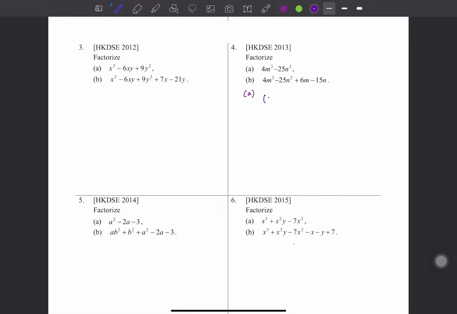So I change to 2m all squared minus 5n all squared. So a squared minus b squared is equal to a minus b times a plus b. So finish Part B. Typically, you can find the term in part A in part B, so that you can copy down the answer. You can get the first mark.